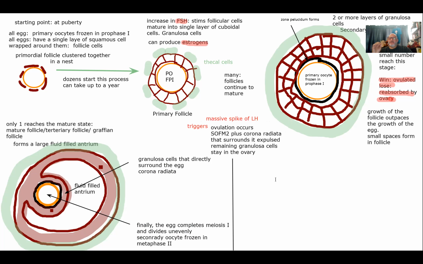But that massive spike of luteinizing hormone triggers something else. Luteinizing hormone, as the name would indicate, luteinizes something. What luteinizing hormone does is it transforms the remaining follicular cells into a massive glandular structure. And that massive glandular structure is called the corpus luteum.